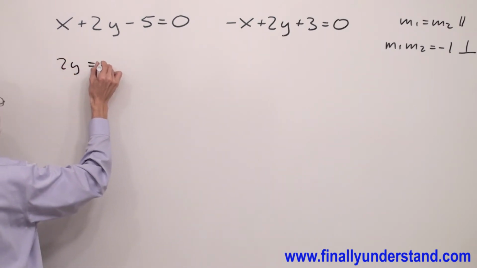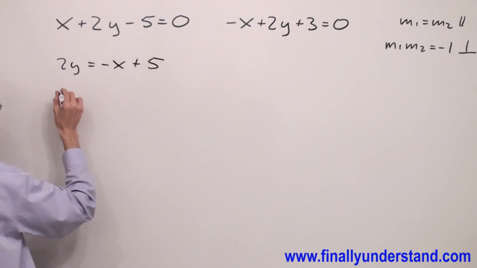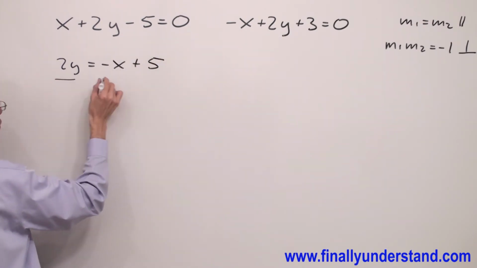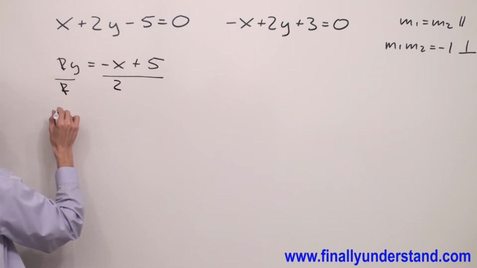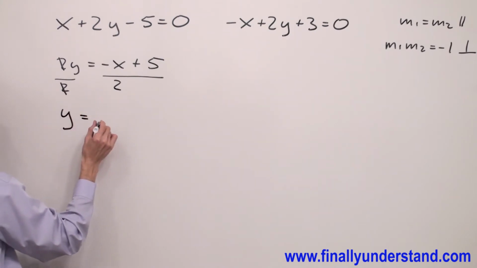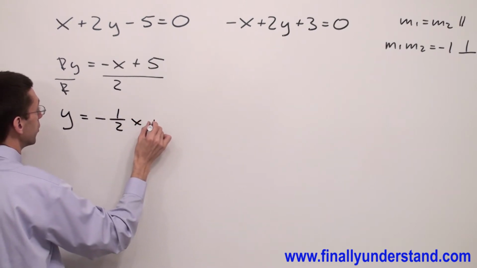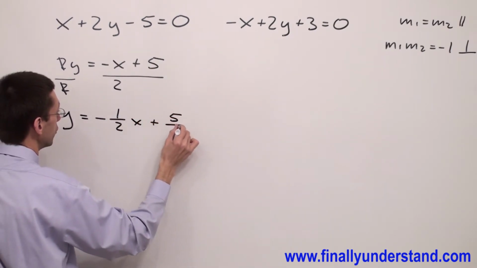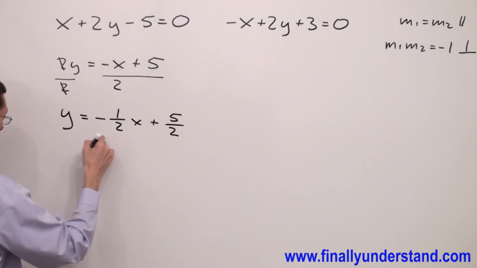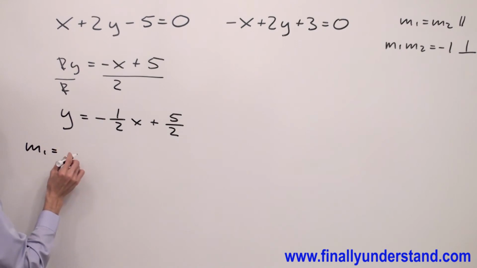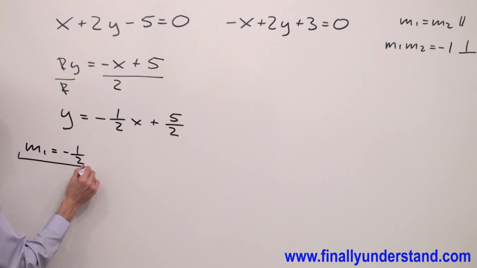2y equals negative x plus 5. So, in order to find y, I have to divide both sides of the equation by 2. 2 and 2 will cancel out, and I have y equals negative 1/2 x plus 5 over 2. The coefficient of x is my slope. So m1 equals negative 1/2. This is my first slope.